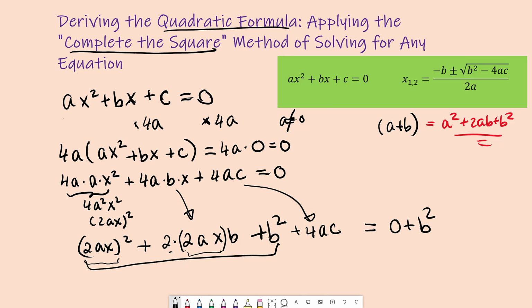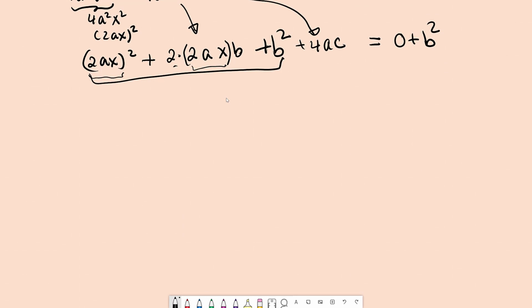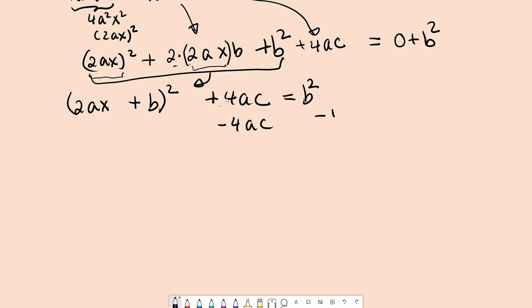Okay, so at this point, we have a complete square here, right? We do have something that looks like a complete square. So what do we do now? Let's write it out. So we have 2ax, that's our first term, plus b squared, right? That is these three terms, plus 4ac equals b squared, right? The 0 plus b squared is just b squared. Now let's subtract 4ac from both sides, and we get 2ax plus b squared equals b squared minus 4ac.